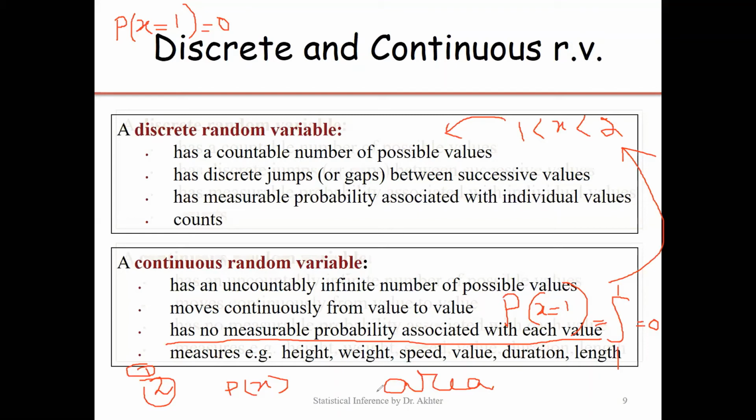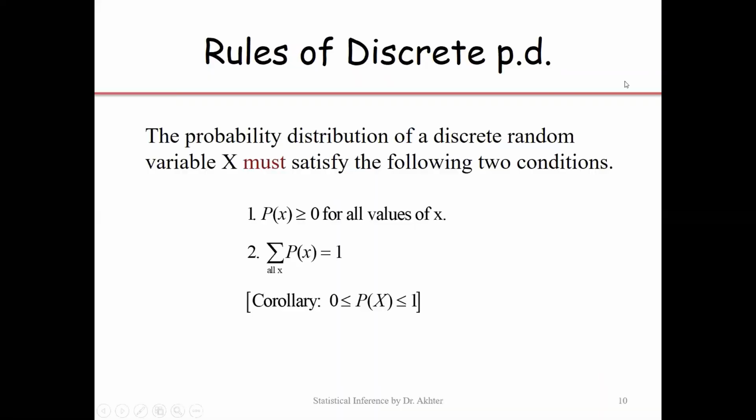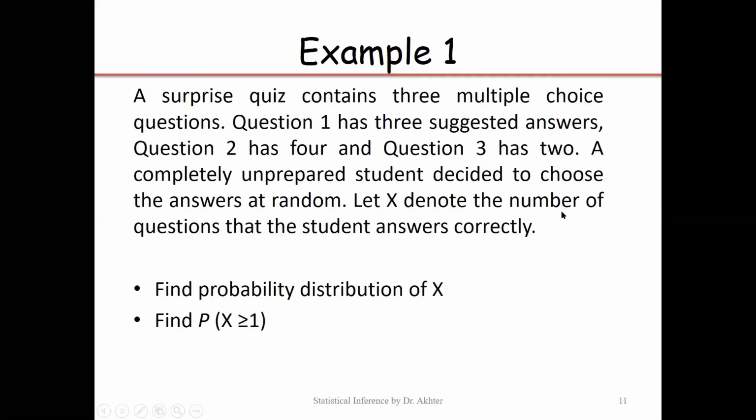We can compute the area in between the 2 points. So this is the main concept and the main difference in between a discrete and the continuous random variable. These are the rules of discrete distribution. All probabilities are greater than 0. Sum of all probabilities are equal to 1. And probabilities are from 0 up to 1. I already defined this slide.